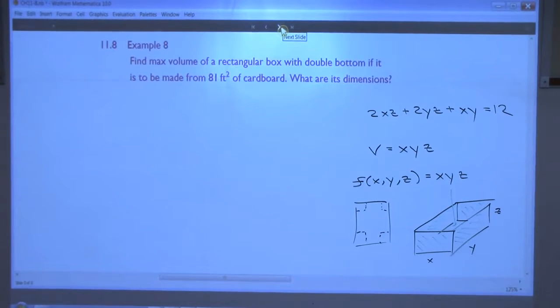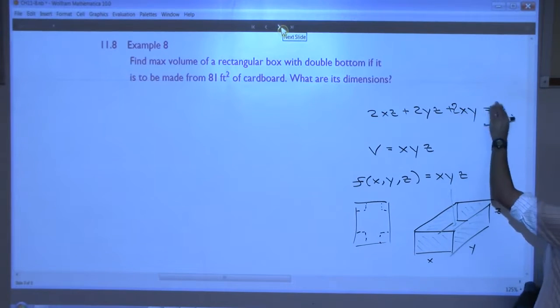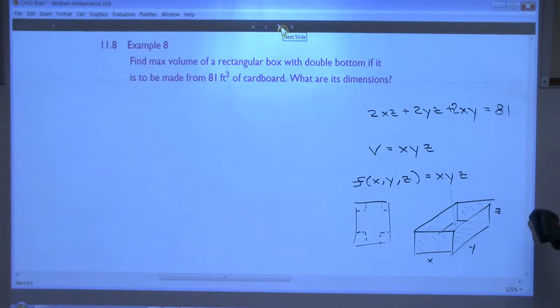Find the maximum volume of a rectangular box with double bottom if it is to be made of 81 feet of cardboard with a double bottom. So it's the same picture, right? Except they're going to reinforce the bottom with 2 sheets of cardboard, which is the same as having a top to it, isn't it? Yeah. All that changes is this. And then this is what? 81? There you go. Same exact thing, right? Except change that to a 2.